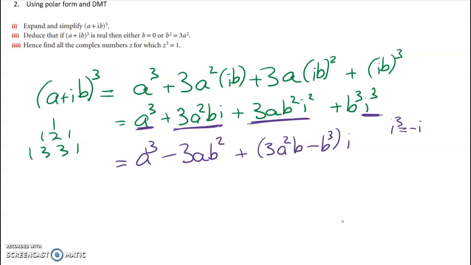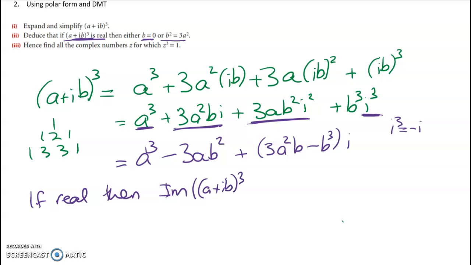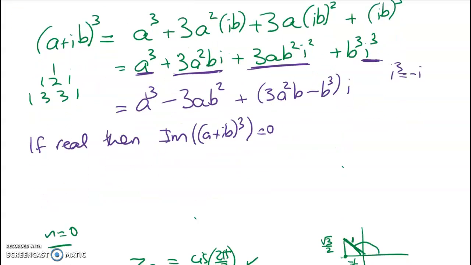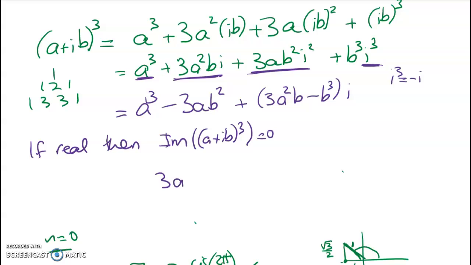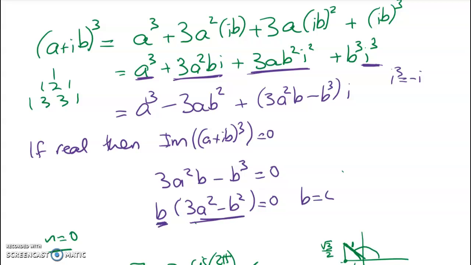And then we're asked to deduce that if this thing here is real, then either this is true or this is true. So if it's real, then the imaginary part of a plus ib cubed is equal to 0. That means that 3a squared b minus b cubed equals 0. So b into 3a squared minus b squared is equal to 0. So either this is 0 or this is 0.